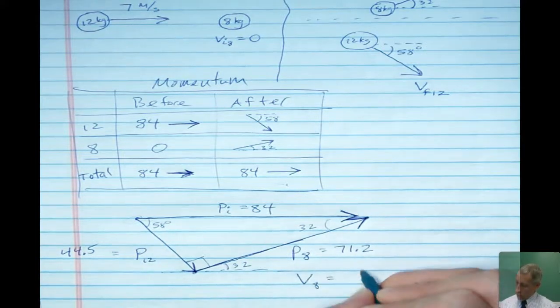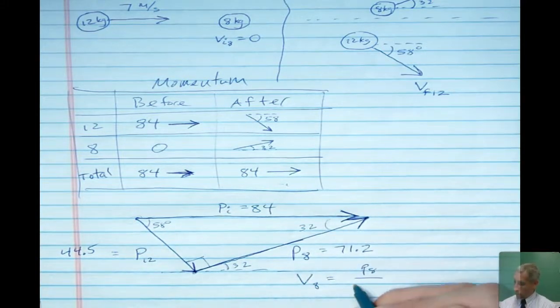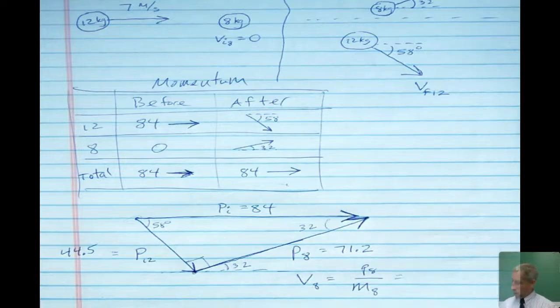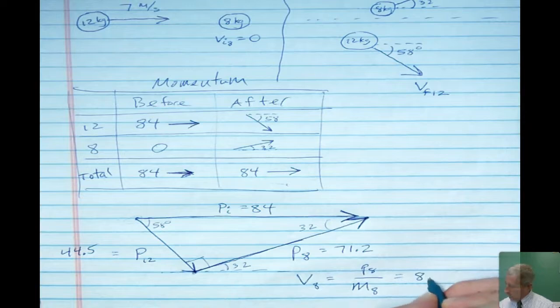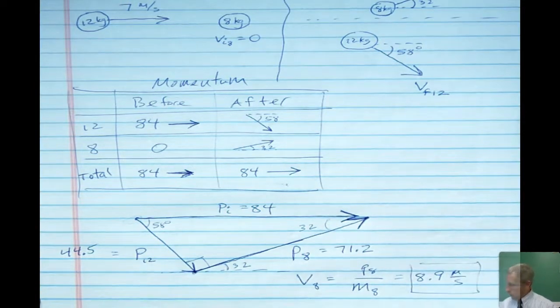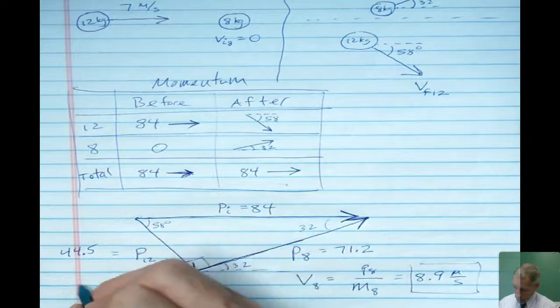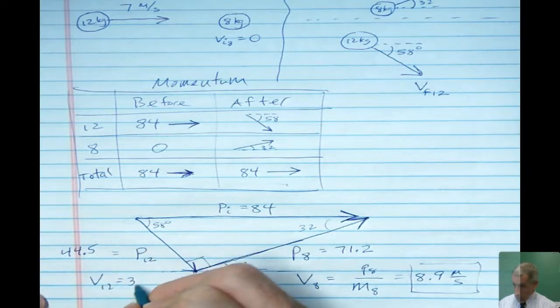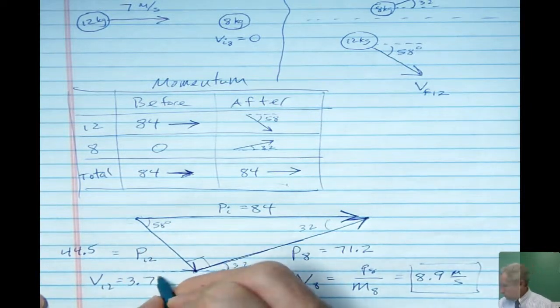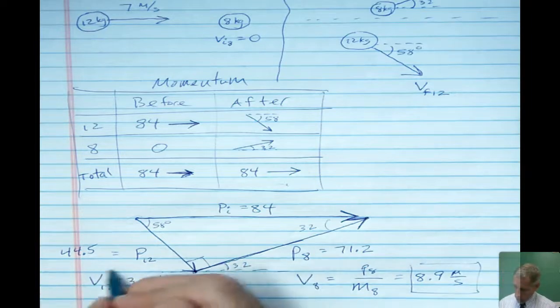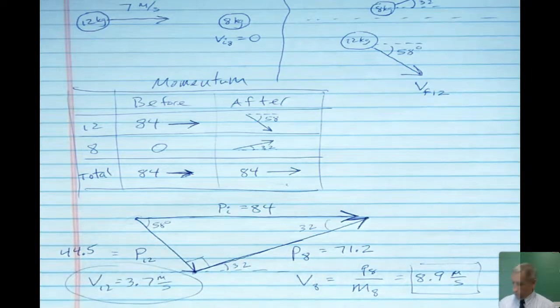And I'll just show it here. The momentum of number 8 divided by the mass of that number 8 gives us about 8.9 meters per second for that one. And if we divide 44.5 by 12, we're going to get about 3.7 meters per second for that one. So there's our final numbers.